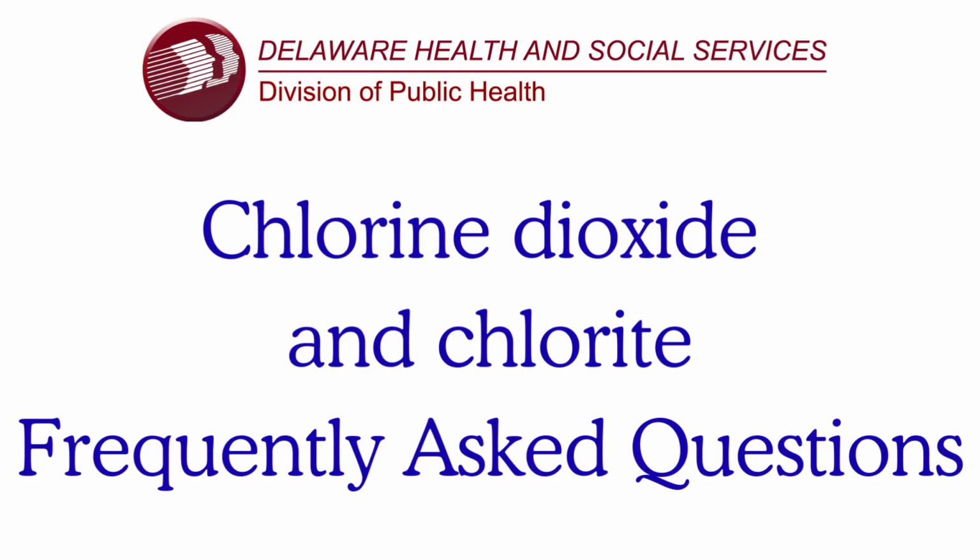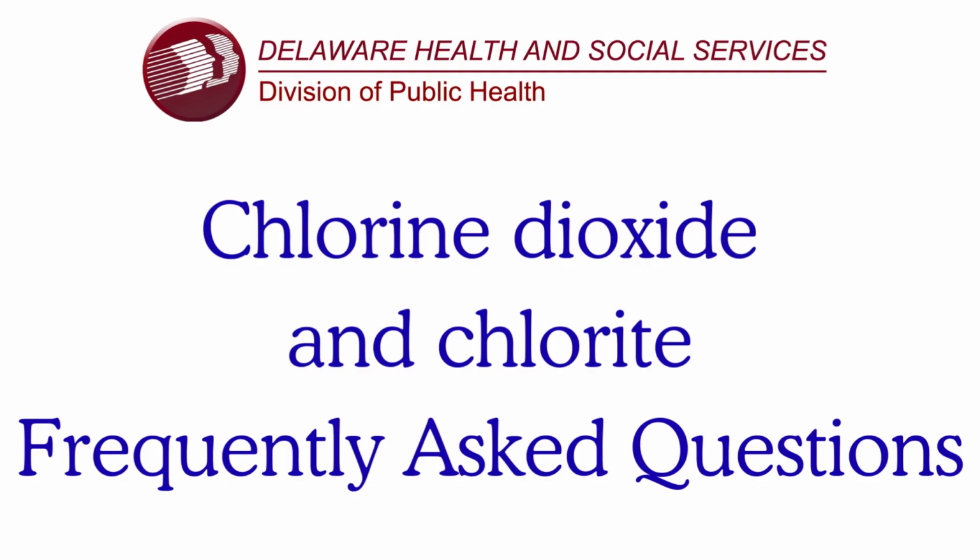How can people be exposed to chlorine dioxide and chlorite? You could be exposed to chlorine dioxide and chlorite through drinking water purified with chlorine dioxide and chlorite, touching chlorine dioxide and chlorite, or being in the air they have contaminated. Both chemicals are gases that break down in air.